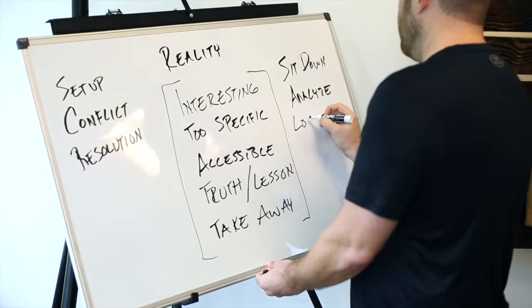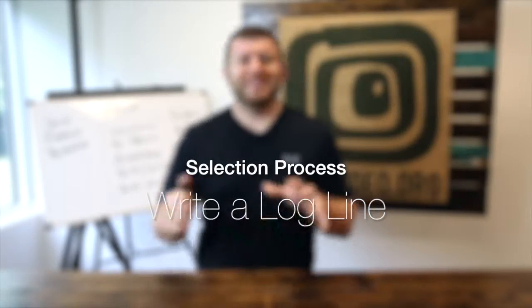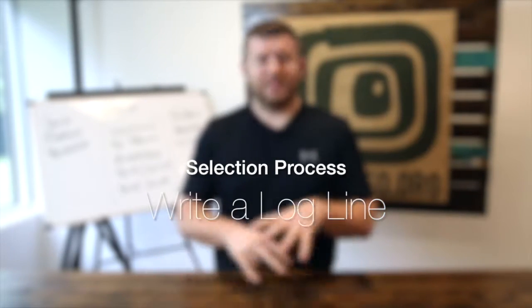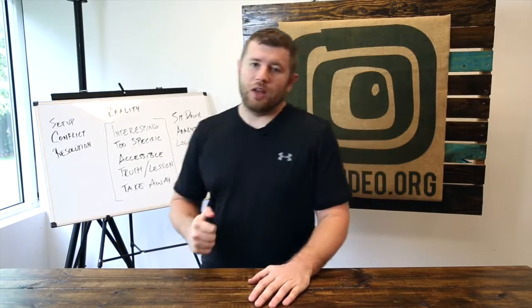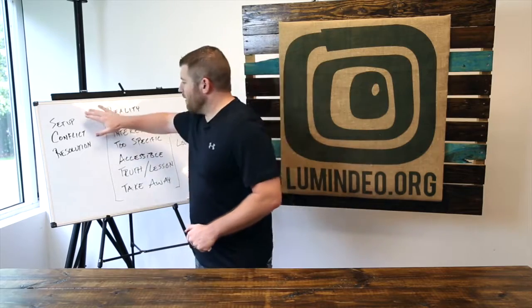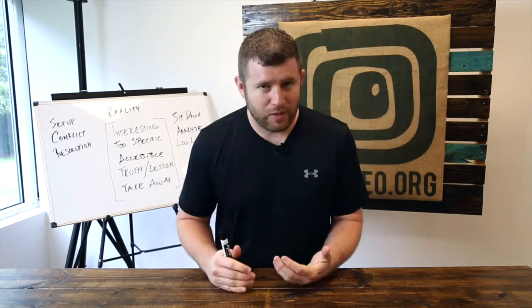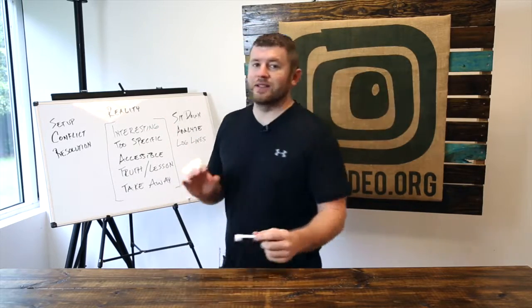And the first thing that we do is called log lines. And a logline is just a one-sentence description of the film as a whole. If you were to explain the film that you're going to make in one sentence, that is what you would call a logline. And a logline will usually have a setup, conflict, and resolution all within one sentence. And so to kind of help us with this, we're going to do one more video right after this one that kind of talks about loglines in a little more detail.